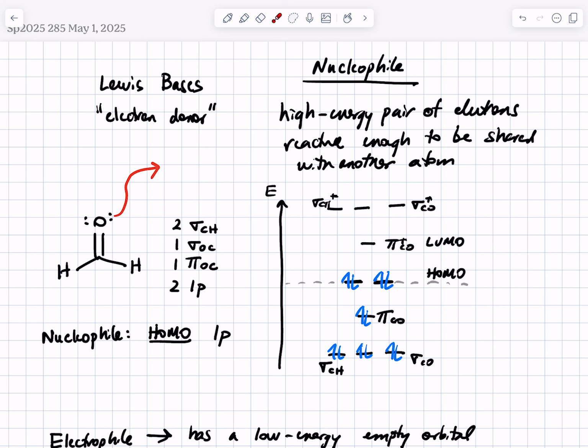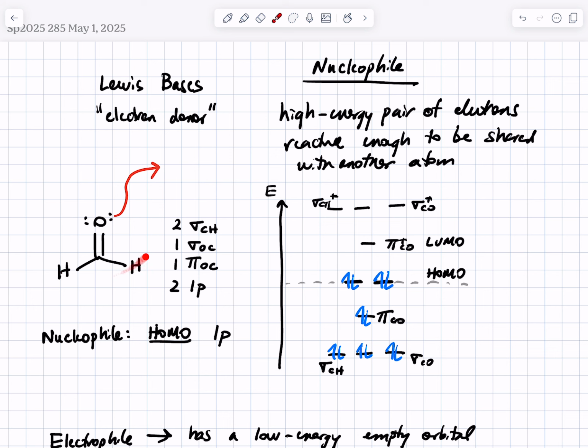Just to review the definition, a nucleophile, or a Lewis base, is an electron donor, by which we mean a sharer of electrons, not a here, take this electron away from me kind of thing, but a sharer of electrons. What does it want to share electrons with? A low energy empty orbital somewhere. So if you're thinking about a molecule acting as a nucleophile, always look for the highest occupied molecular orbital, always look for the highest energy electrons.